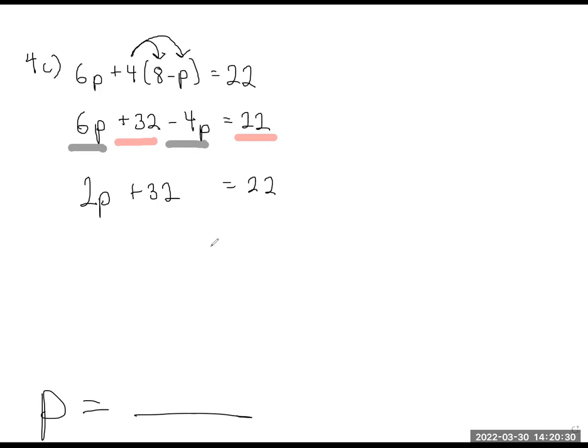Next. I haven't grouped the red ones yet. Next. Yeah. I want this positive 32 gone. So I'm going to subtract 32, subtract 32. Notice how I am not writing anything here. I'm just doing it on my calculator or in my head. I know it's going to be negative 10.